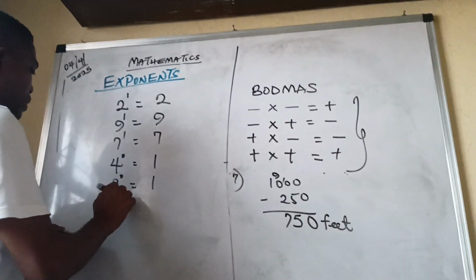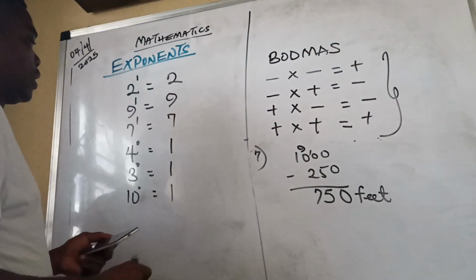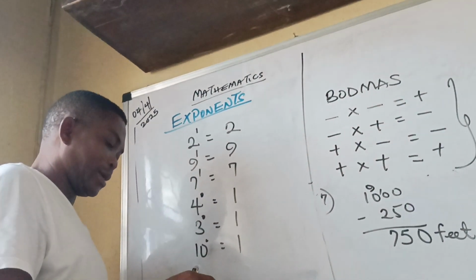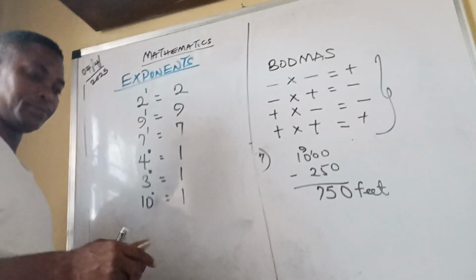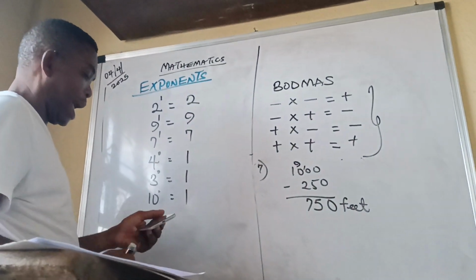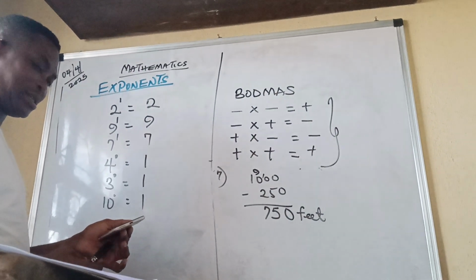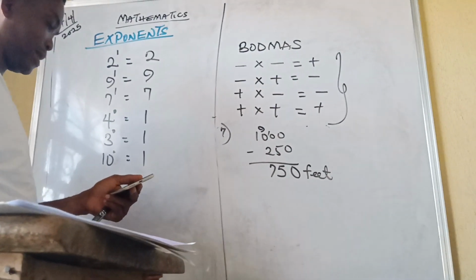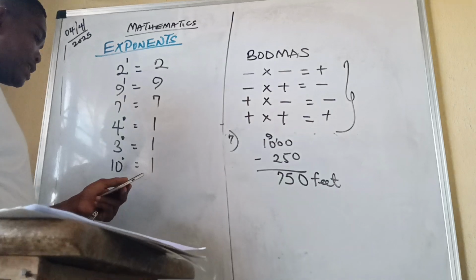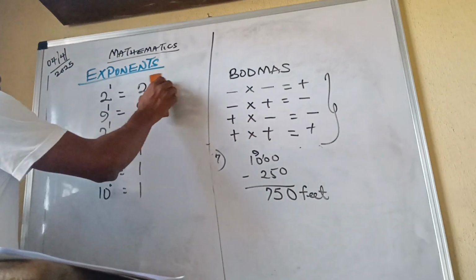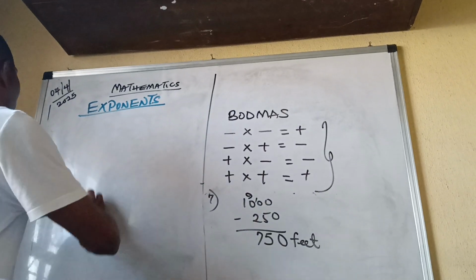Then 10 raised to power 0 is also 1. I want us to take a good look at all this. They are simple principles. Our number system is based on the idea of grouping by tens. Powers of tens are especially important. So let's look at these powers of tens.